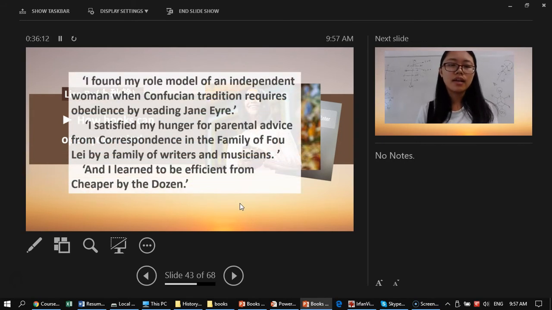And she said, I found my role model of an independent woman, when Confucian tradition requires obedience, by reading Jane Eyre. I satisfied my hunger for partner's advice from Correspondence in the Family of Lulu, a family of writers and musicians. And I learned to be effective from Cheaper by the Dozen. Books have given me a magic portal to connect with people of the past and the present. I know I shall never feel lonely or powerless again.